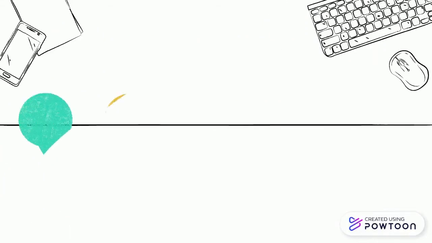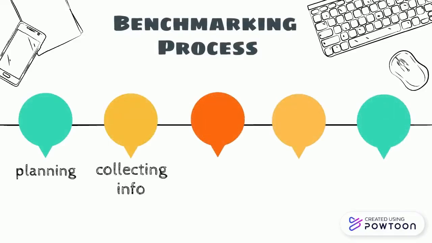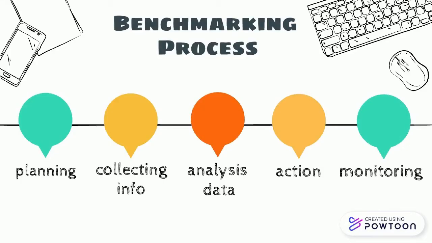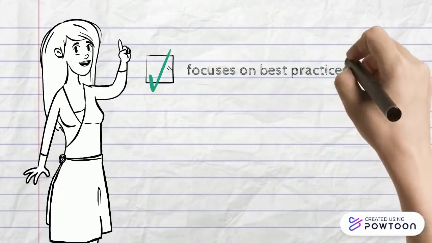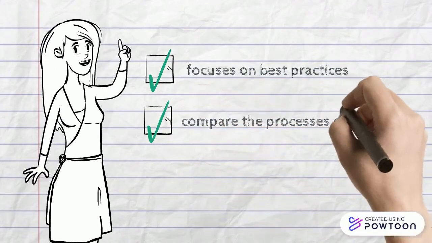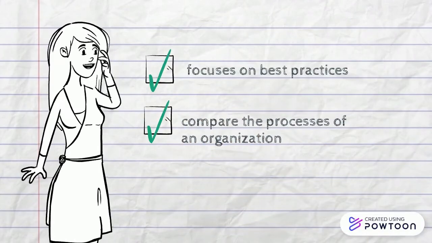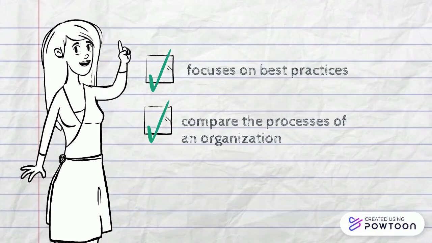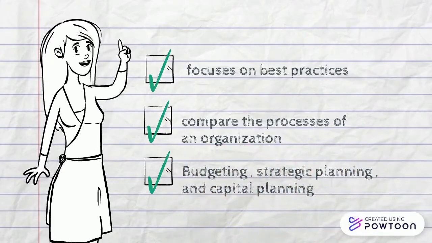The benchmarking process is divided into 5 stages, which are planning, collecting information, analyzing data, action, and monitoring. Benchmarking focuses on best practices, which are measured based on performance and strive for continuous improvement. Benchmarking can be used to compare the processes of an organization to review its operation in business. Budgeting, strategic planning, and capital planning all benefit from benchmarking.